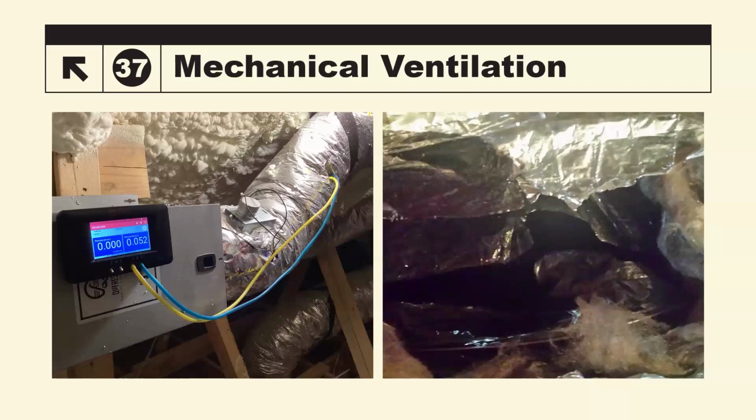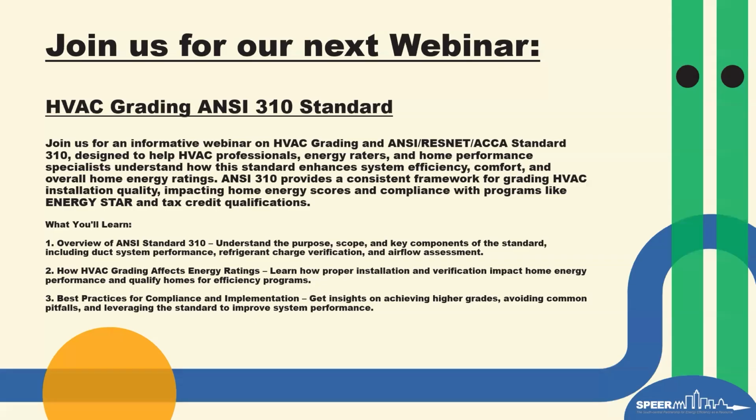So that's kind of mechanical ventilation for that part of it. I thank you guys for being here today. Join us next week. We're actually going to dive into HVAC grading. It's called the ANSI 310 standard. In my opinion, it's kind of what's coming in the code probably way down the line, but it's in HERS and it's in Energy Star. If a home is following Energy Star, they're doing HVAC grading. It's basically the third-party energy verifier validating the installation of the equipment, and they're giving it a grade.